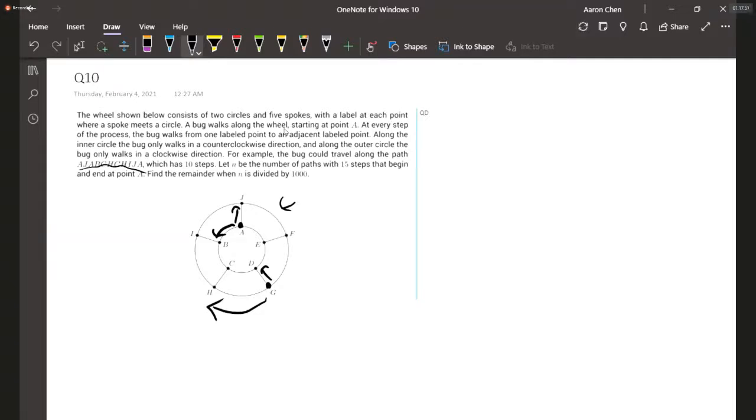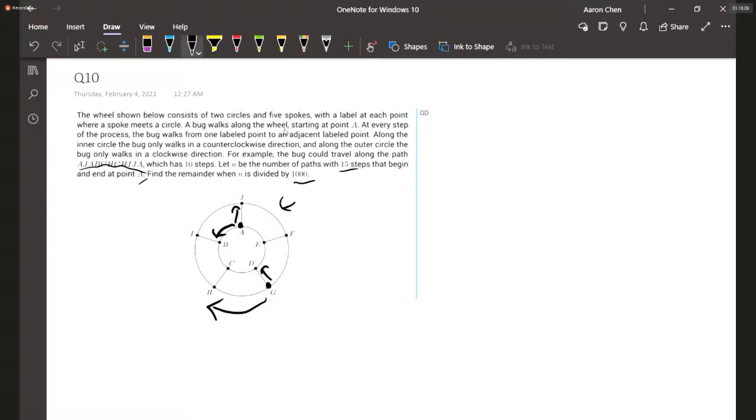And so we want to basically find the number of paths with 15 steps that both start and end at A, and we want to find the remainder when it's divided by 1000.